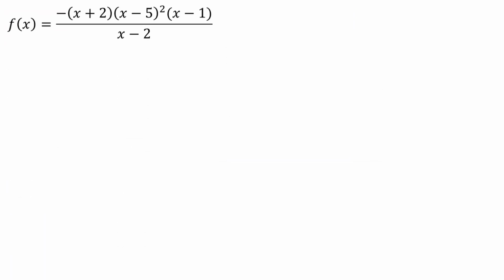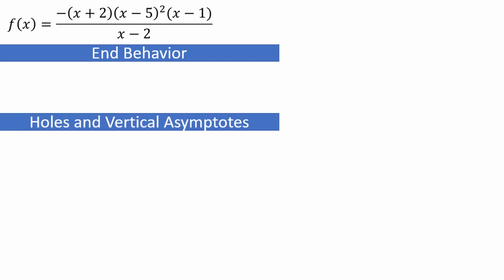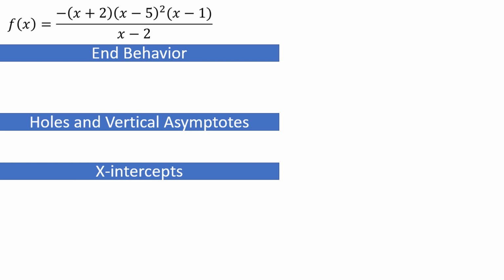Consider the function f of x is equal to negative x plus 2 times x minus 5 squared times x minus 1 divided by x minus 2. This function is already factored, which is nice. Sometimes it won't be. Let's determine the following things about this function. What the end behavior is, being either a horizontal asymptote, an oblique asymptote, or matching the end behavior of a polynomial. Find the holes and/or vertical asymptotes as well as their multiplicities, and find the x-intercepts and their multiplicities.